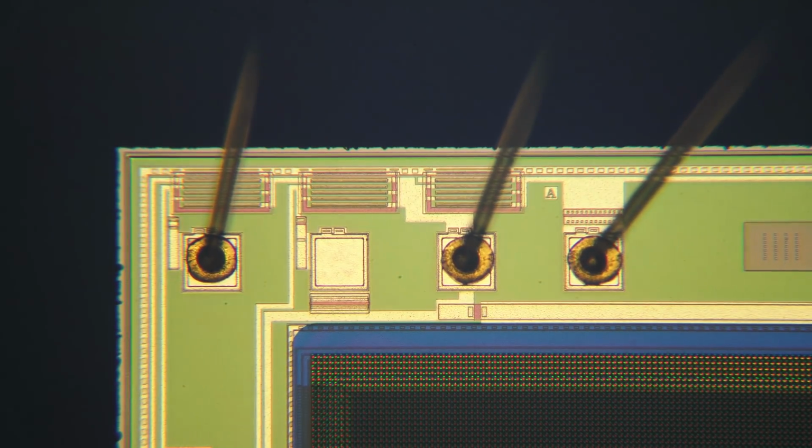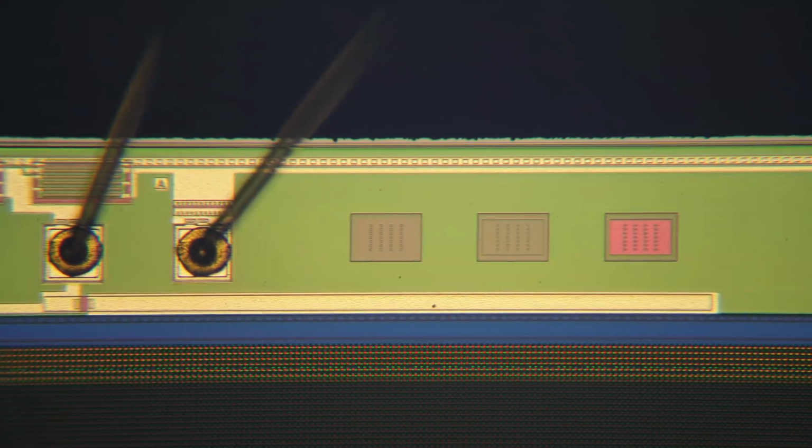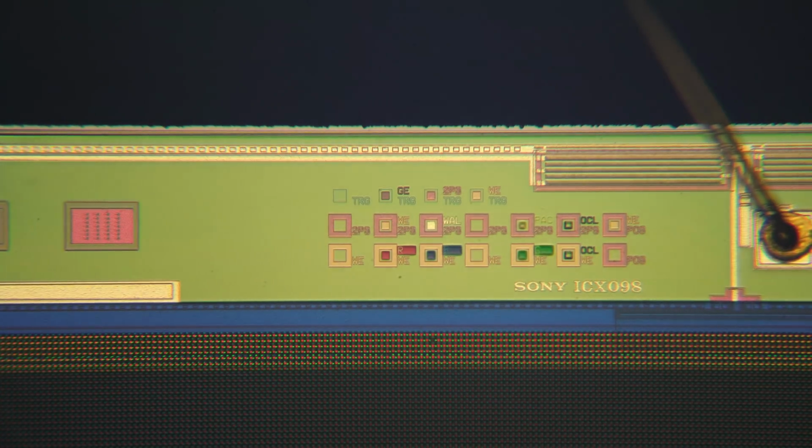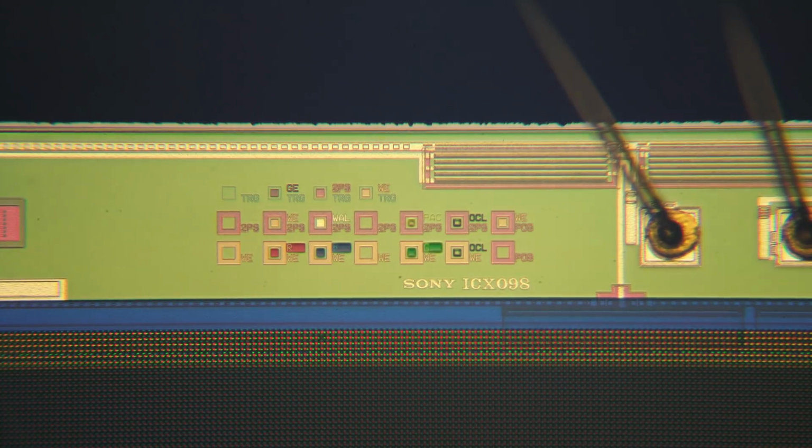There isn't the same level of processing that's on a modern chip. All right, at 10 times magnification, we can start to see some test pads, or at least bonding pads that aren't used. Some test patterns. More patterns. There's the Sony ICX098 model number.